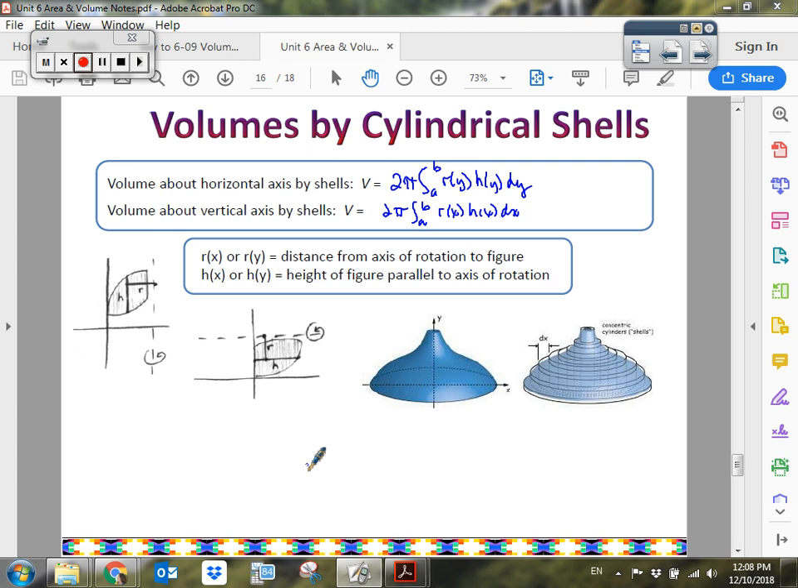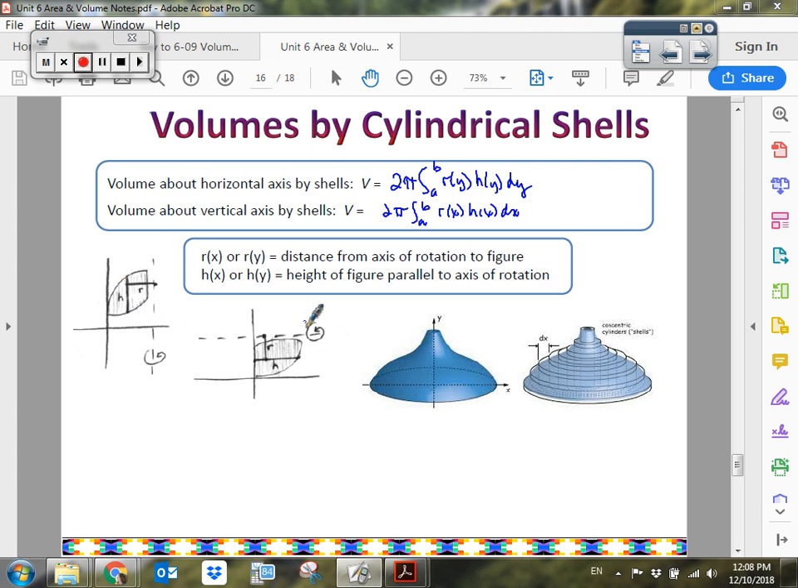H is the height. The height of the figure is the height that's parallel to the axis of rotation. So in this particular one, when this is my axis of rotation, it's vertical, this is my height right here. And for height, we can always do big minus little. It's always going to work. Big minus little for height. So height usually does not trouble students. Okay, height is just big minus little.